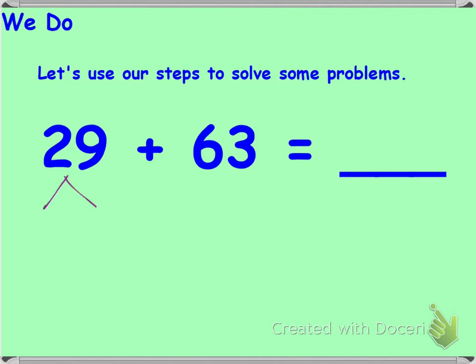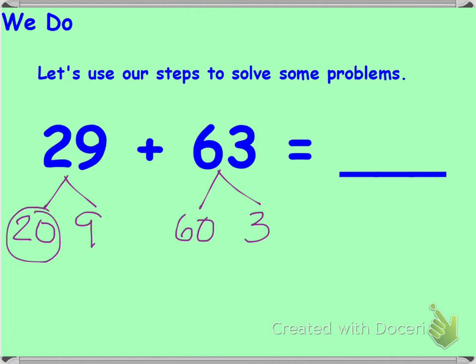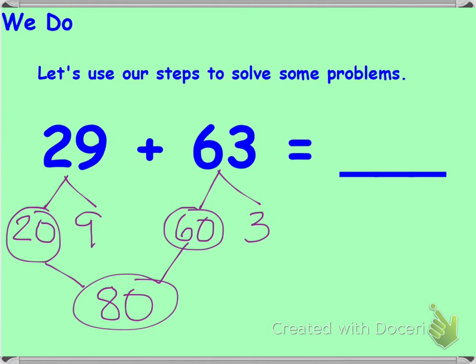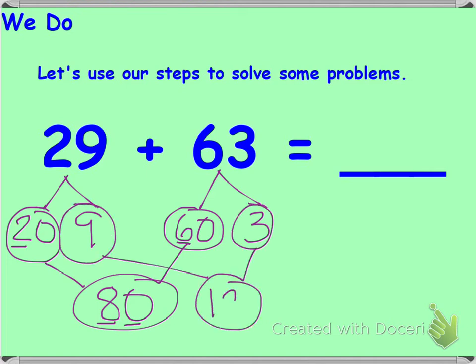Break apart the two numbers. So 29 is 20 and 9. 63 is 60 and 3. We're going to add our tens. 20 plus 60, which is 80. There's 2 tens plus 6 tens. There's 8 tens, which is 80. Then we're going to add our ones. 9 plus 3 equals 12.